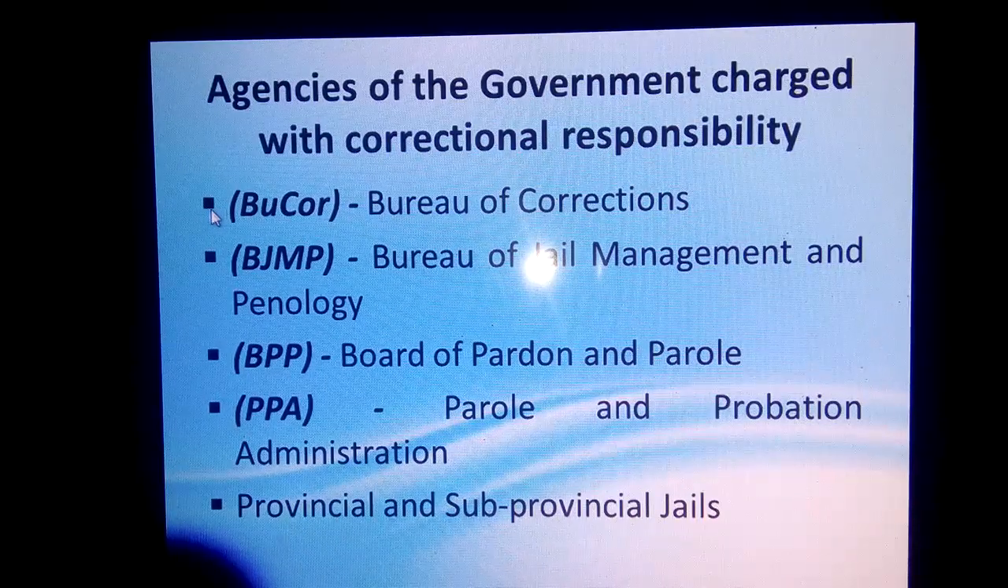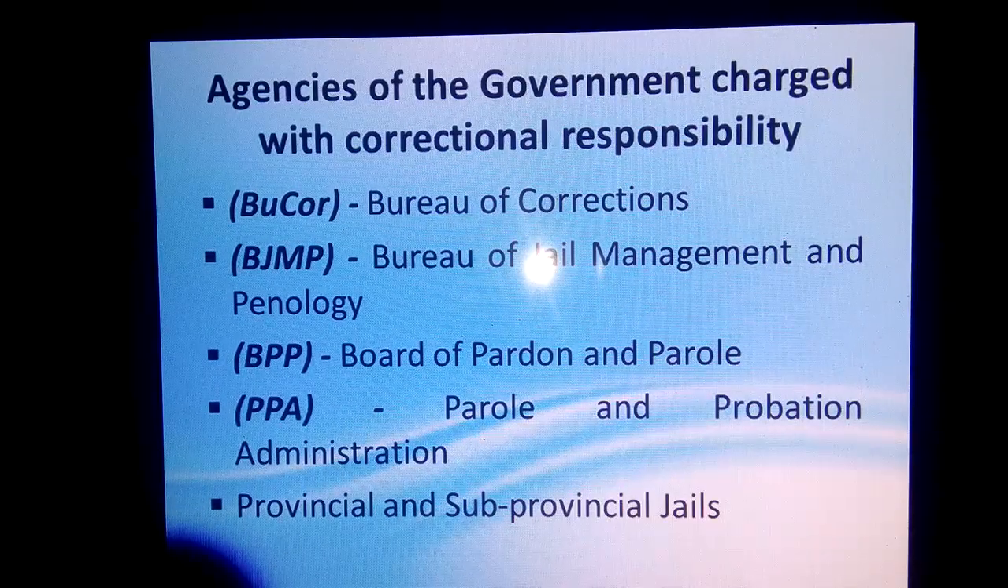So, the Bureau of Corrections is responsible for national prisoners. And BJMP, or the Bureau of Jail Management and Penology, is responsible for jails, under which we have the municipal jail, the city jail, and the municipal circuit jail. We also have a number of years to be considered for both Bucor and the BJMP before they will be considered as prisoners of the Bucor and prisoners under the BJMP. And the next is the Board of Pardon and Parole.